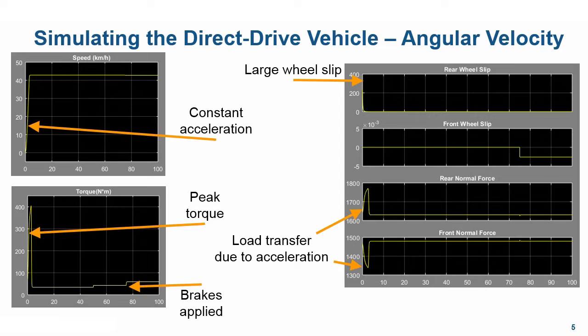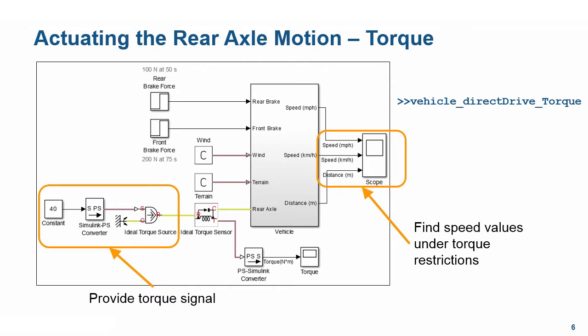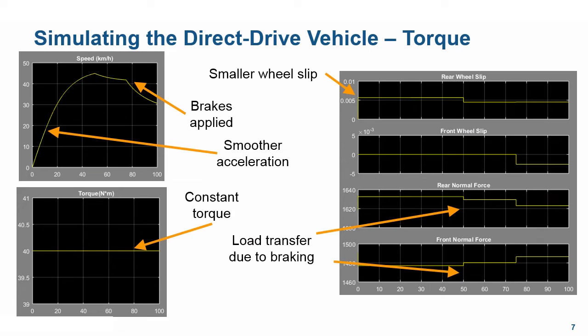Finally, we saw the effect of brakes on the ideal angular velocity source. The vehicle did not slow down because the source provides all the torque that is necessary to maintain that speed. Next, we used an ideal torque source instead and measured the speed values under limited torque conditions. After we simulated the model, we saw a smoother acceleration resulting in a smaller wheel slip. We also saw that since the system had only limited torque, that is, the constant torque provided by our ideal source, brakes now had an effect on the vehicle speed and tire normal forces.